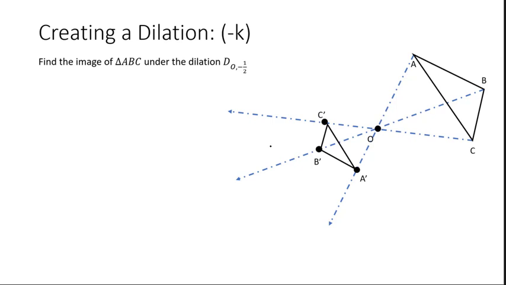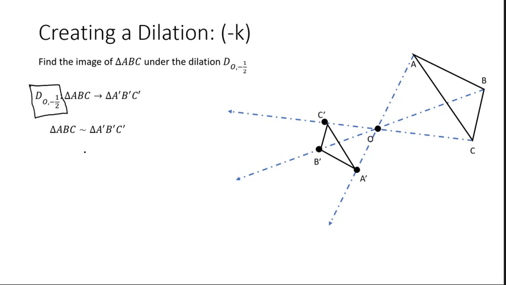So what we have done is we've created 2 similar triangles, where under this dilation, with the center at O and the scale factor being negative 1/2, triangle ABC is being mapped to triangle A prime B prime C prime. And we've created similar triangles, so we see the similar symbol right here.